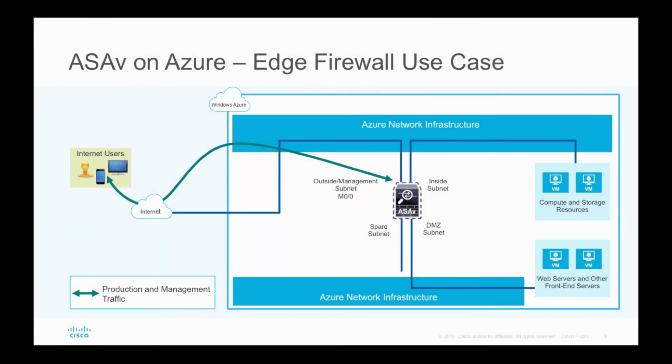So I'm going to talk about use cases. This is the use case where we have used ASAv as our edge device. We have an inside subnet, DMZ, and outside. Users from outside will access internal machines via ASA. You get a public IP address on the management 0/0 interface. You can use this firewall for access policies as well as NATing.